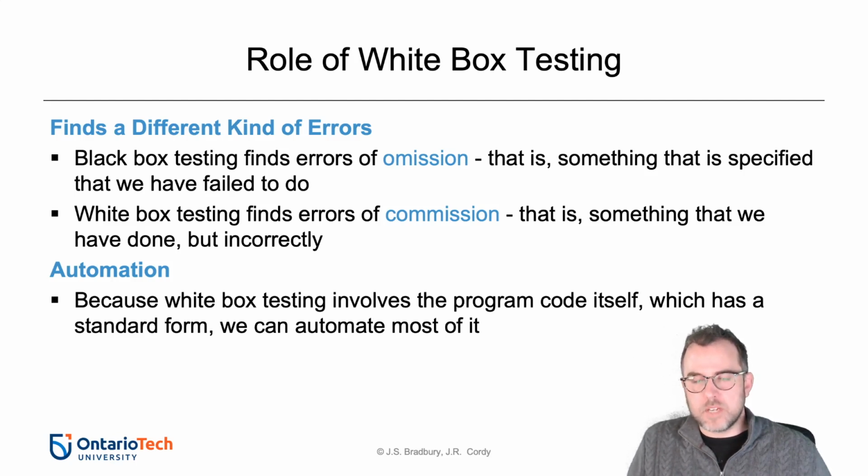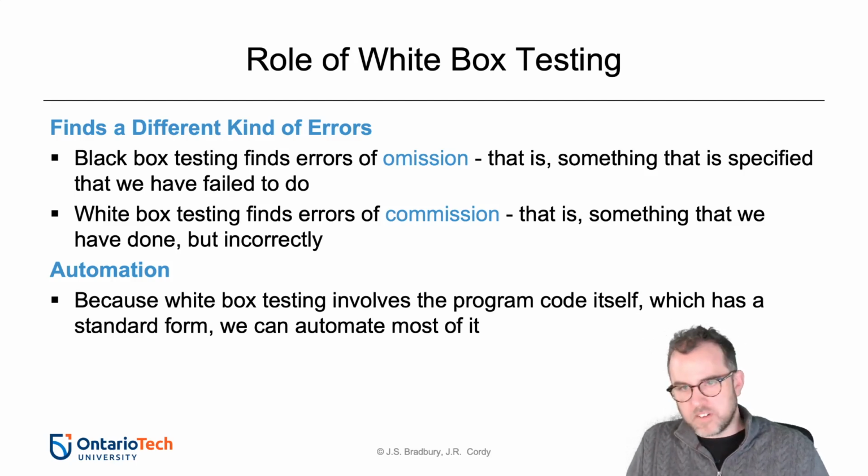So errors of omission are often what you find in black box testing, whereas white box testing is much more focused on what we call errors of commission, which is something we've done but done incorrectly. This is not to say that black box can't find errors of commission. It's just that the types of errors it finds in general tend to be one or the other. So this is the more dominant type of error you would expect to find, which isn't typically dominant in the other class.